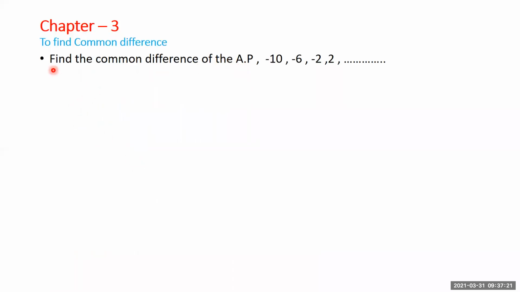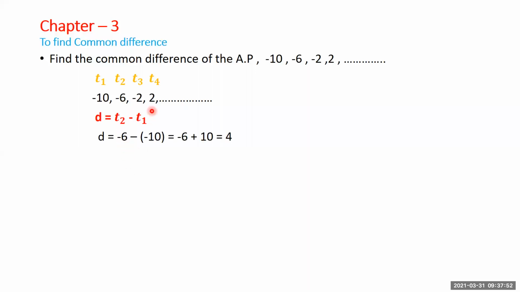Find the common difference of the 3rd chapter. Find the common difference of the AP minus 10, minus 6, minus 2, 2. Okay. So common difference means first you try to write this question. And here T1, T2, T3, T4 you write. And you know what is the common difference? D equal to T2 minus T1. So T2 value substitute over here, T1 value you substitute over here, and you simplify, you will get 4. D equal to 4.